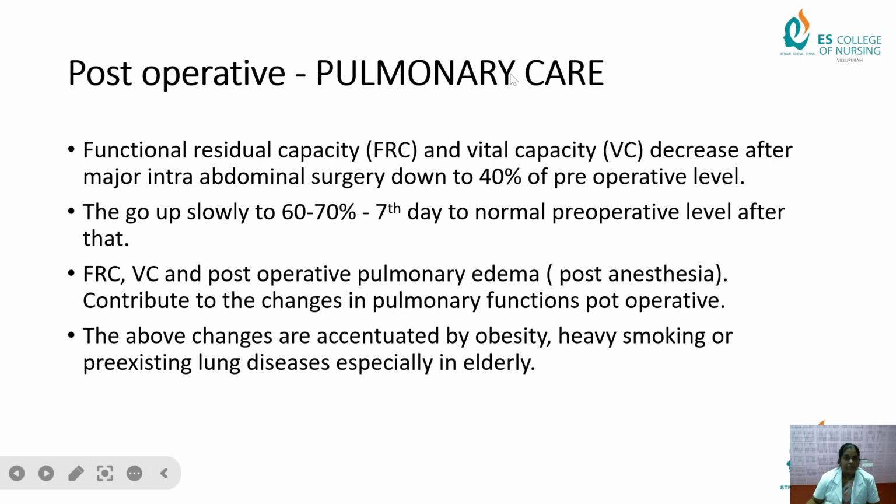Next, post-operative pulmonary care we can see. Okay, for example, ventilator patients. Functional residual capacity and vital capacity decrease after major intra-abdominal surgery, down to 40% of the preoperative level. That we have to monitor. Then they go up slowly to 60 to 70% by the 7th day, and then to the normal preoperative level after that. Next, functional residual capacity and vital capacity, and post-operative pulmonary edema, contribute to the change in pulmonary function. Okay, next, the above changes are aggravated by obesity, heavy smoking and pre-existing lung disease, especially in elderly patients.